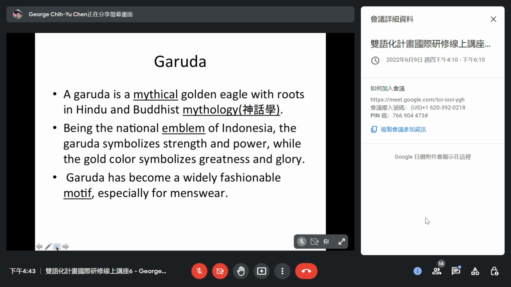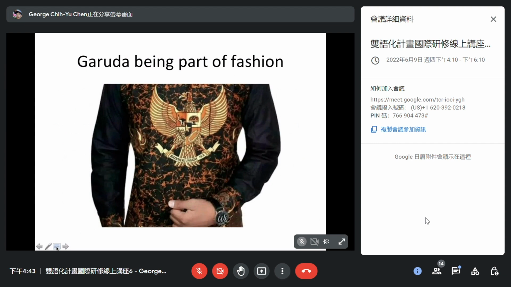So Garuda has become a widely fashionable motif, especially for menswear. 男装变得非常时尚的图案。I give you an example of Garuda being part of fashion. Okay, so next time when you see this motif on the batik, you recognize it. Oh, it's Garuda. So next, we'll go to look at other kinds of batik.